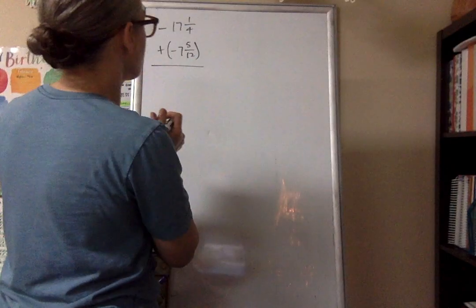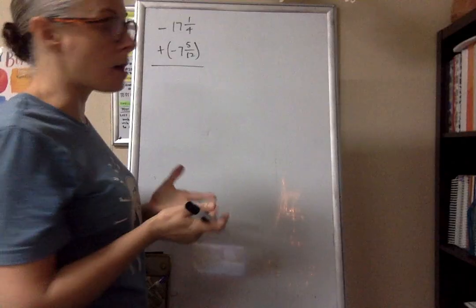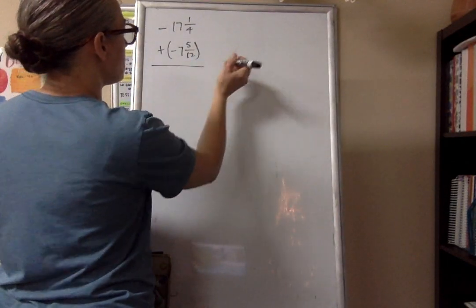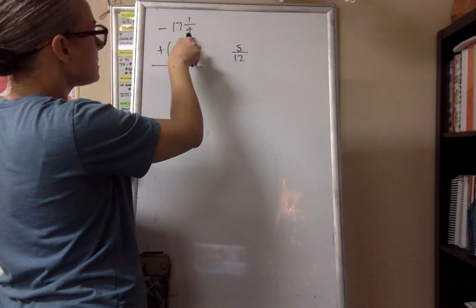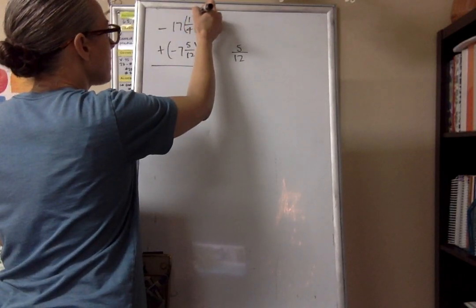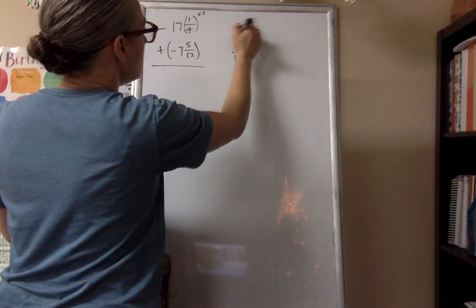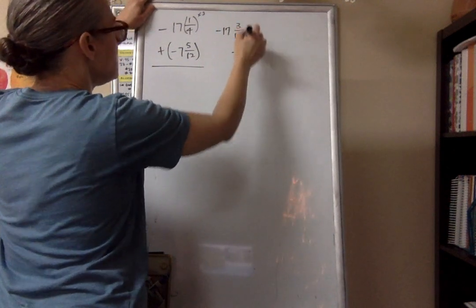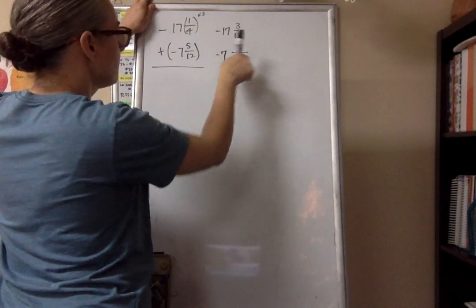So I've written it in the vertical format, and we can see that we do need to rename with new denominators, right? Because we need both of our fractions to have the same denominator. So I recognize that I can rename this first fraction and make it a 12. I'm going to take this first fraction and multiply by 3, and when I do that, I'm going to get 3 over 12. So now I have negative 17 and 3/12, and then I have negative 7 and 5/12.